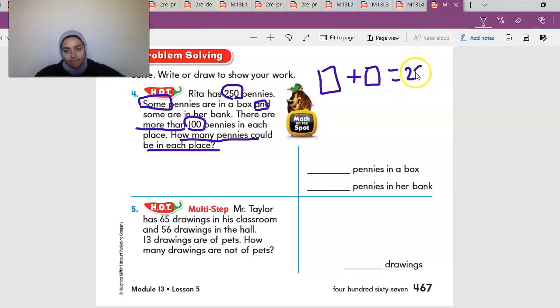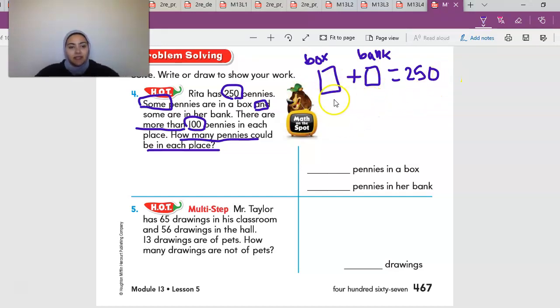Because it says altogether she has 250. This is how many are in the box, and this is how many are in the bank. It's important to write down what we know so the problem makes sense to us when we solve it, right? So I know box plus bank equals 250. There are more than 100 pennies in each place. So there's more than 100 here and more than 100 here. So we have to guess. This is a guess and check kind of question. We have to guess and check and see if it's right.